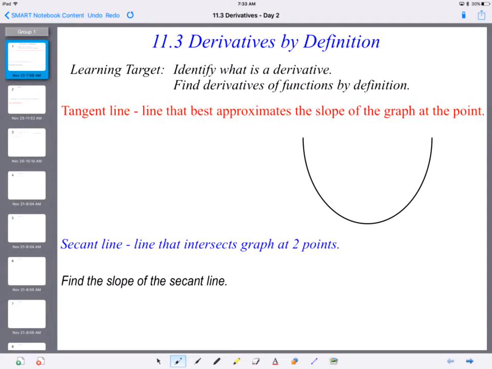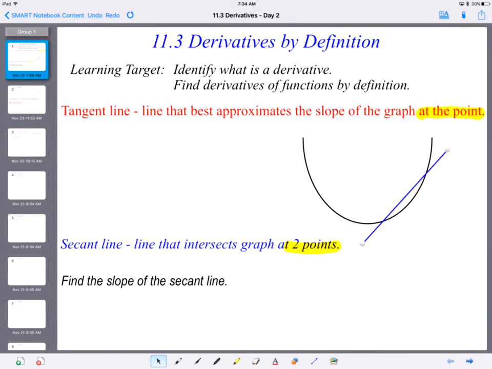First thing is, we look for slopes of lines all the time, but we can only find the slope of a line given 2 points. So a tangent line is a line that best approximates the slope at a single point. Well, we know if that's the case, if we only have a single point, we can't find the slope of the line given that information. So what we're going to look at first is a secant line. A secant line intersects the graph at 2 points.